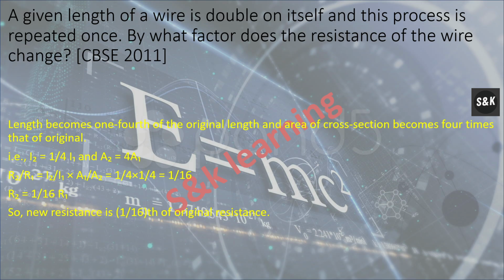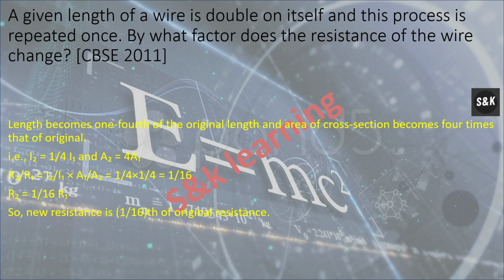Given length of a wire is doubled on itself and this process is repeated once, by what factor does the resistance of the wire change? So length becomes 1/4 of the original length and area of cross section becomes 4 times that of original. That is, L2 equals 1 by 4 L1 and A2 equals 4 A1.